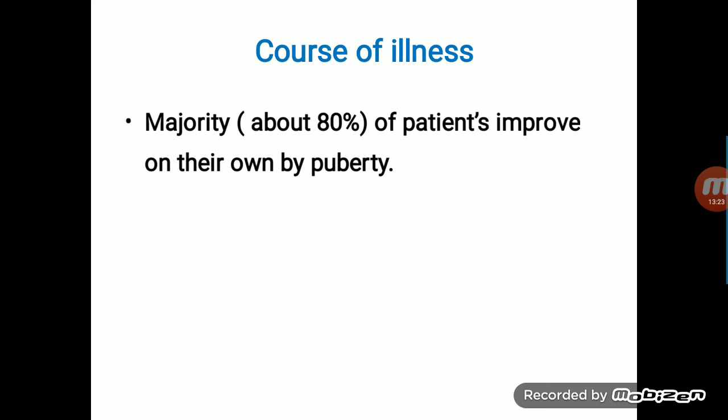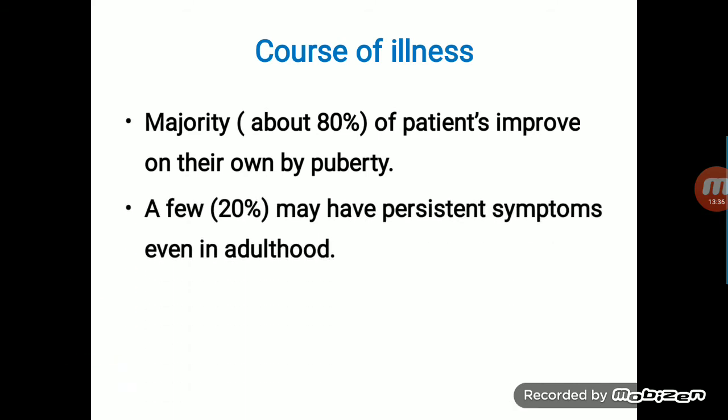What is the course of illness for this disorder? They found out that the majority, about 80% of the patients, improve when they reach puberty. The symptoms may subside when the child reaches puberty age. But again, they found out that a few people, that is 20%, may have persistent symptoms even in adulthood. So if these symptoms are not treated at an initial stage, they may remain in the child's behavior and can carry on till adulthood. So nowadays we can even see adult ADHD also.